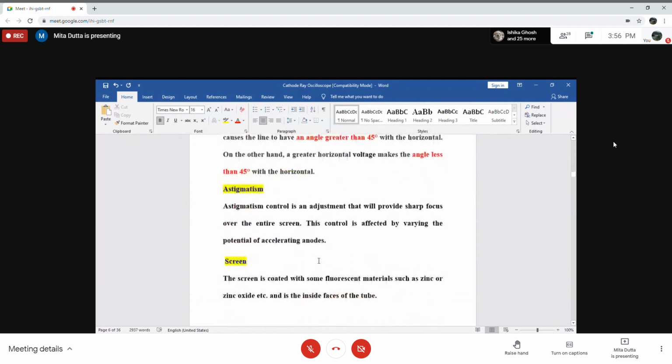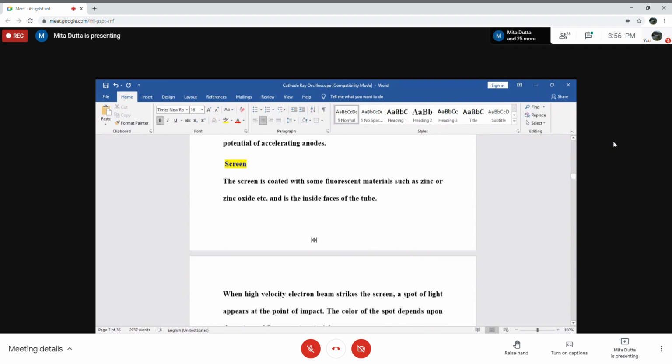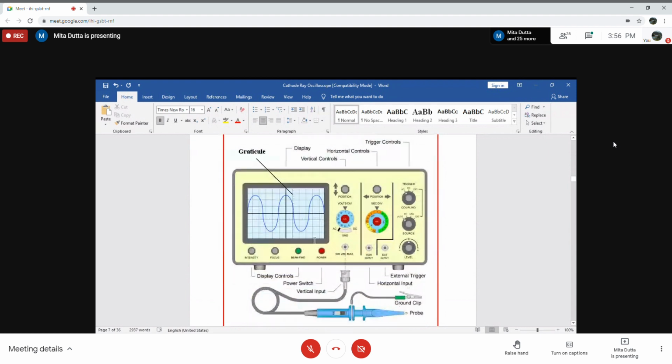Accelerating anode voltage. Now, I have told you the screen is coated with a fluorescent material, and when the electron beam strikes the screen, it will emit a spot of visible light. And there are horizontal and vertical lines scribed on the scope screen, and these horizontal and vertical lines with scales are known as graticule.